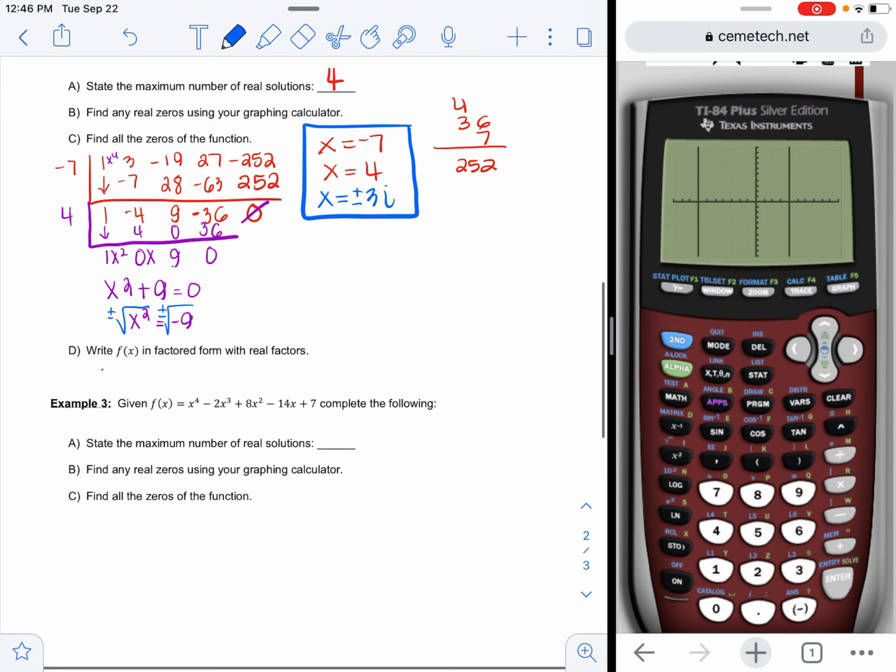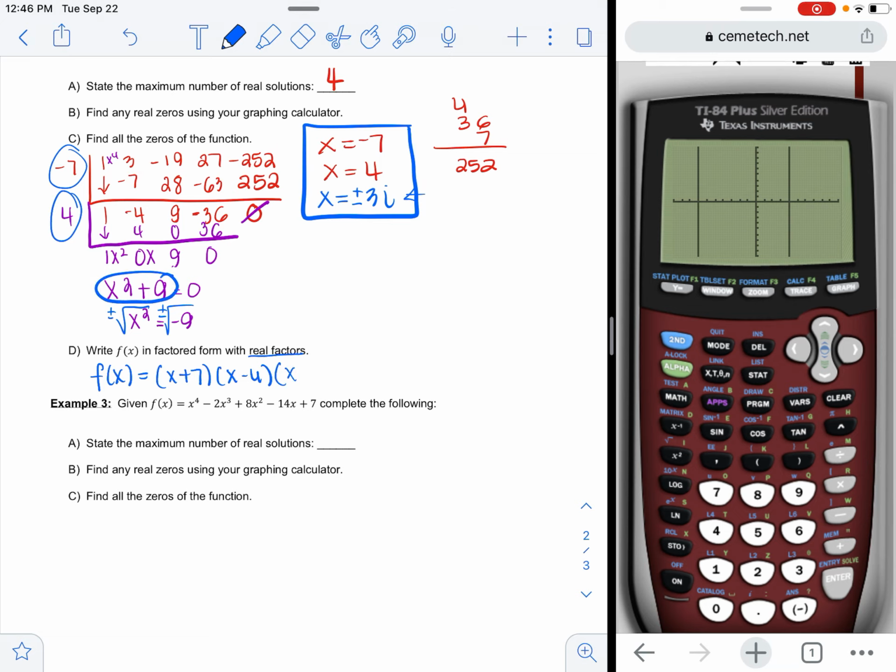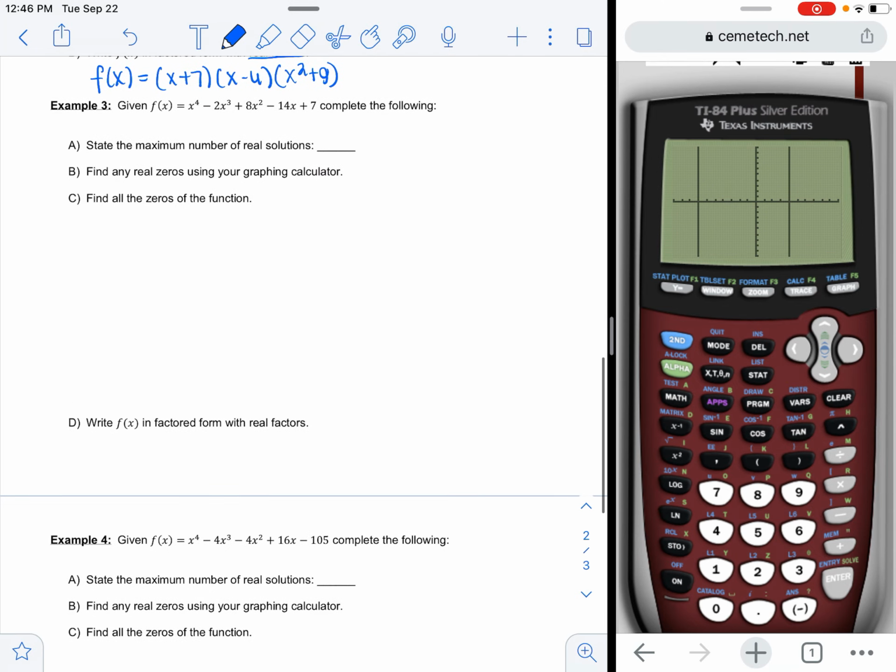All right, write f of x in factored form with real factors. So I have f of x equals x plus 7 times x minus 4. That comes from my two zeros here. Now, people accidentally try to use their zeros, and they'll say x plus 3i and x minus 3i. It says real factors. So you're going to use the x squared plus 9 as your third factor, which is not factorable. So that's why we said real factors, to know to use that and not x plus 3i and x minus 3i.